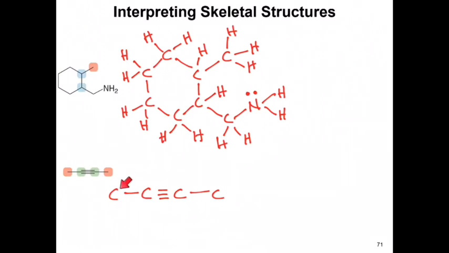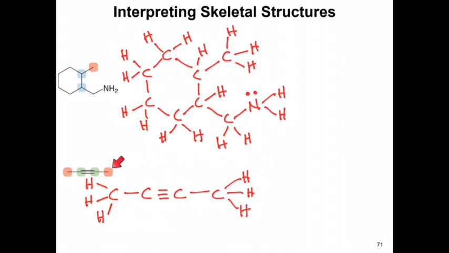And then each carbon atom should be tetravalent. So these 2 central carbon atoms are already tetravalent. And so looking at the end carbons, you can see that they are not. So we're going to add 3 hydrogens to each end carbon atom. And that's it. So this is the Lewis structure for this molecule.